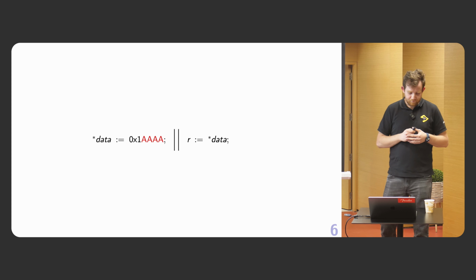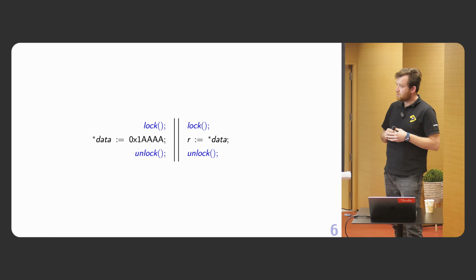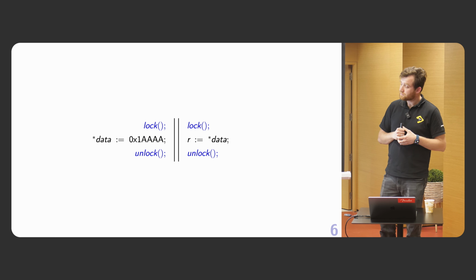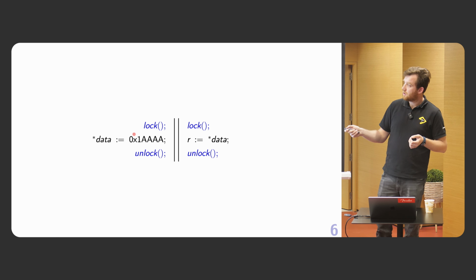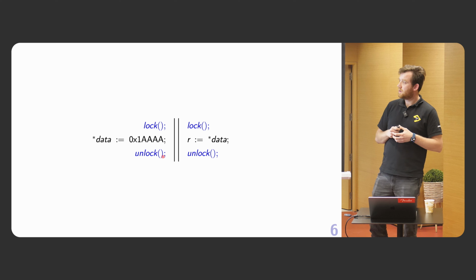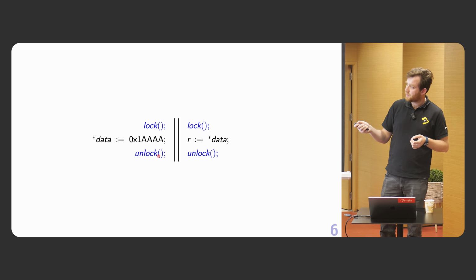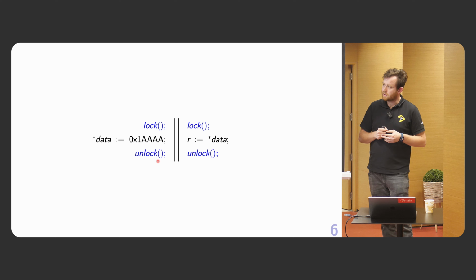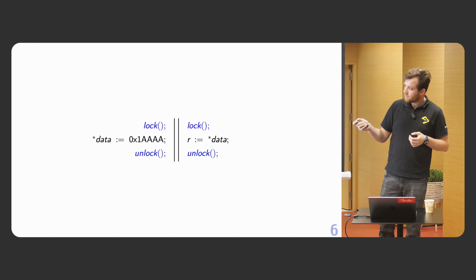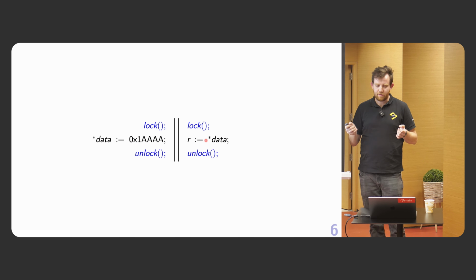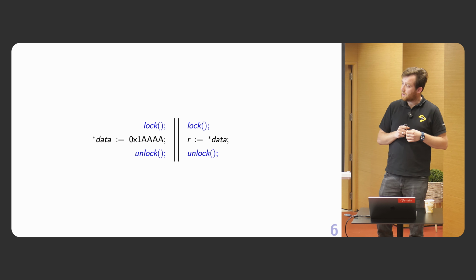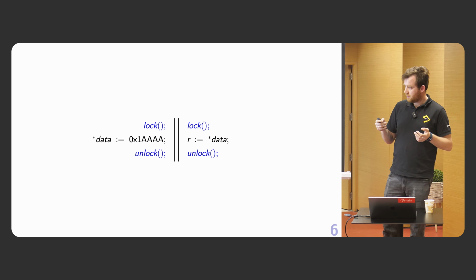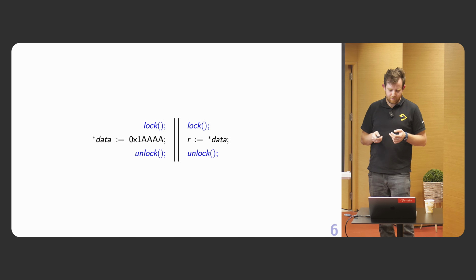To solve this data race, people use locks, and usually we have some lock method and unlock method. If the methods are properly implemented, then they guarantee that there is some order in which the left and right threads' accesses to data will be performed, so there will be no concurrent access to the data.